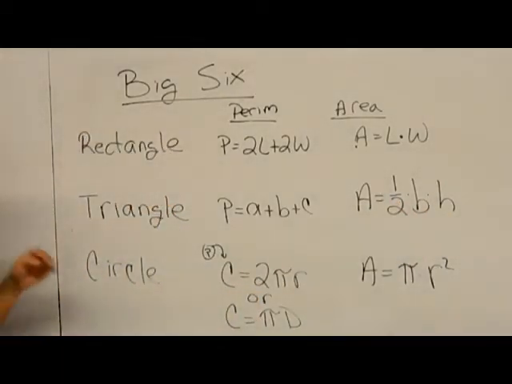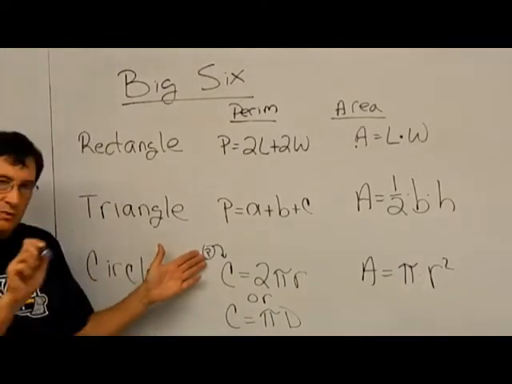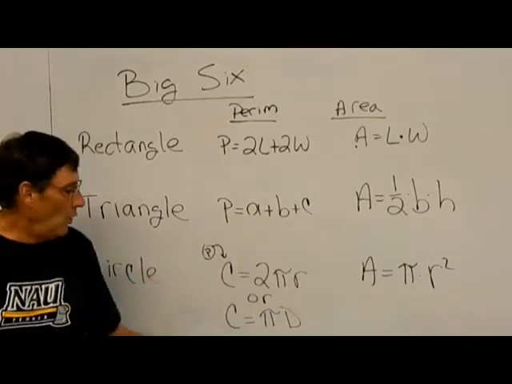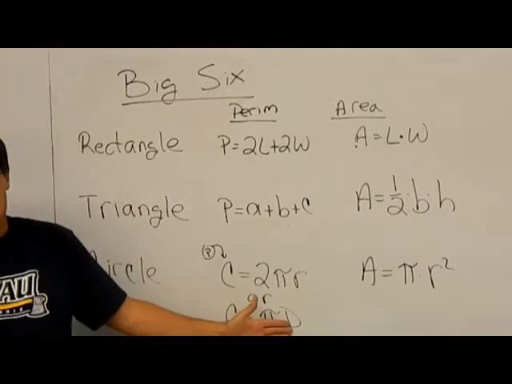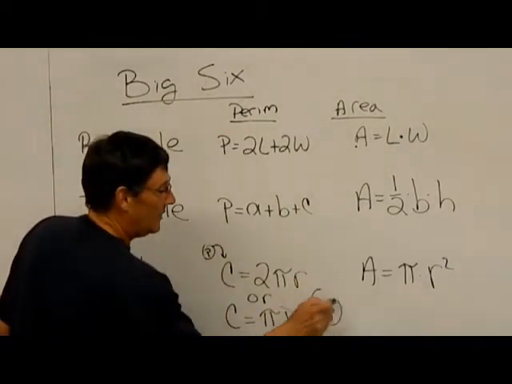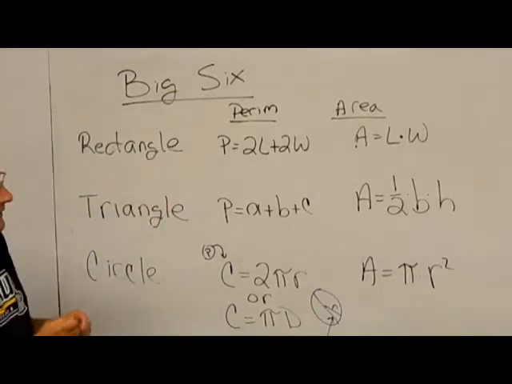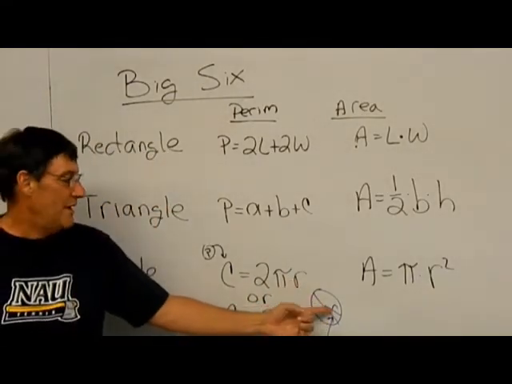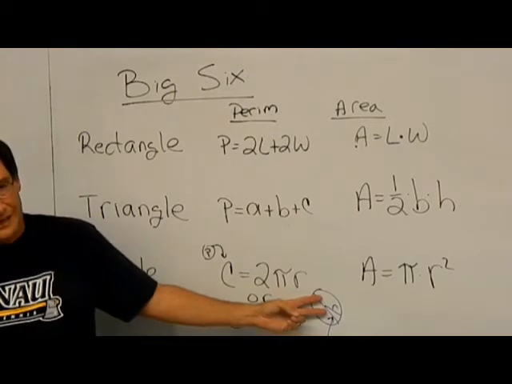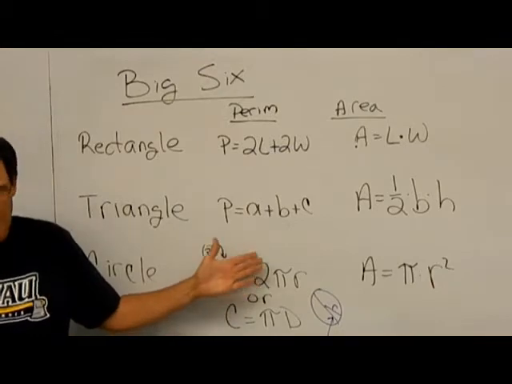Coming down to the circle, we now talk about perimeter with a new word, circumference. Again, it's the distance around the outside of the circle. Circumference equals 2 pi r, or circumference equals pi d, with d standing for diameter and r standing for radius. The radius is halfway across the circle, and the diameter is all the way across, or a couple of radii. Either formula works. I prefer 2 pi r because I like radius.